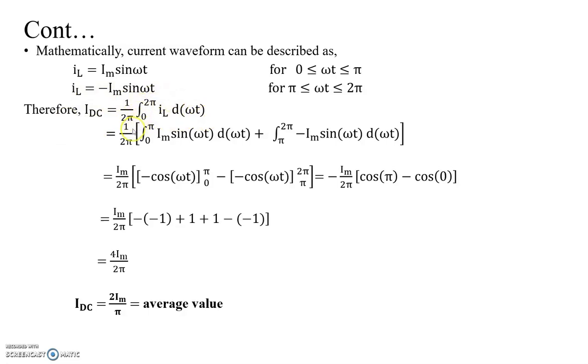So split the limit and then put the IL value in terms of Im sin omega t, integrate this and simplify, and we find the value of IDC is nothing but 2 Im by pi, which is called the average value. So it is twice that of the half-wave rectifier circuit.